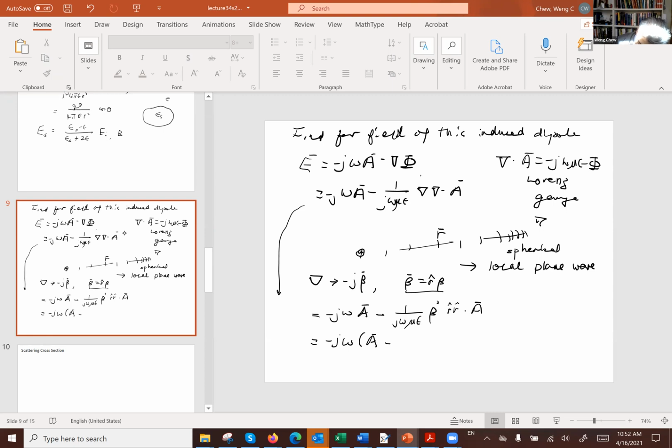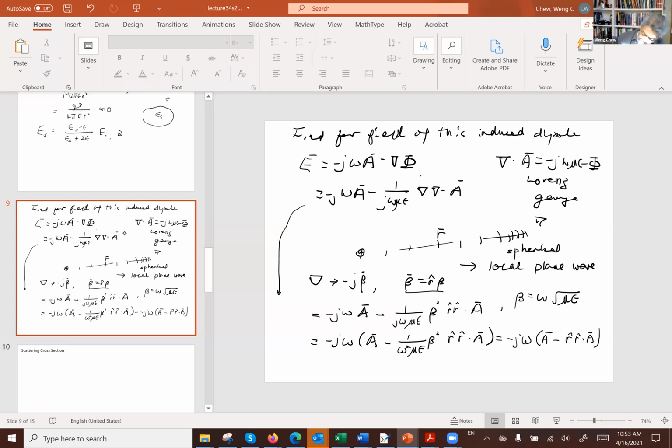Minus, and I can take this out. So if I take this out, then I would get something like 1 over omega square mu epsilon in the denominator with the beta square r hat dot A. Okay, but beta squared is just omega squared mu epsilon. You know what beta is. So these two terms actually cancel each other. And finally, you would have this being equal to minus j omega A minus r hat r hat dot A.